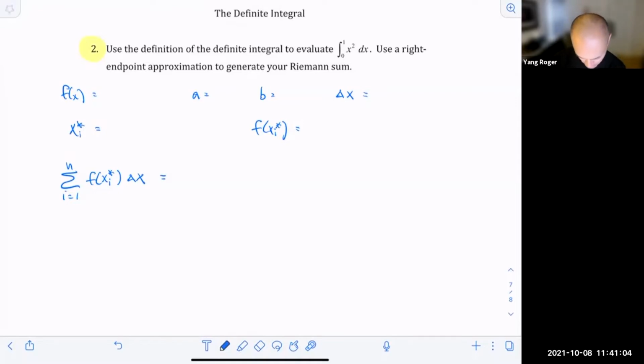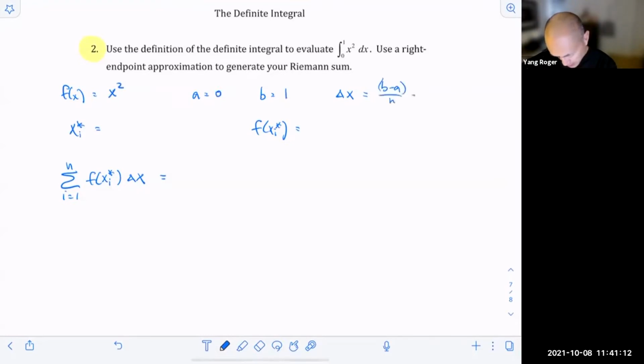So this is an x squared. This should be a 0. This should be a 1. Delta x will be b minus a over n. That's 1 over n. My x star will be 0 plus i times delta x. And that's just going to be i over n. And that's going to make this i squared over n squared.